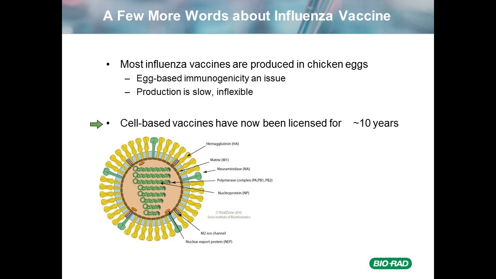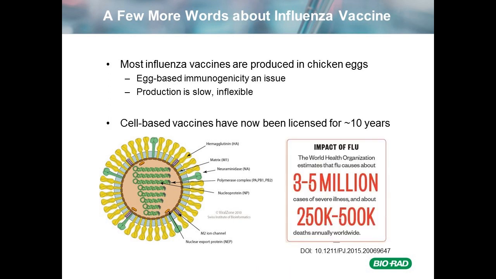Cell-based vaccines to address both of these problems have been licensed now for about 10 years. I put here a little cartoon of what the influenza virus looks like. It's in some senses similar to the adenovirus with the coat proteins and so on that I showed you before.